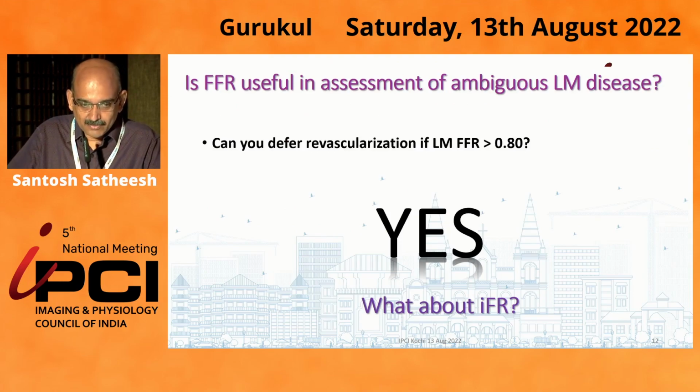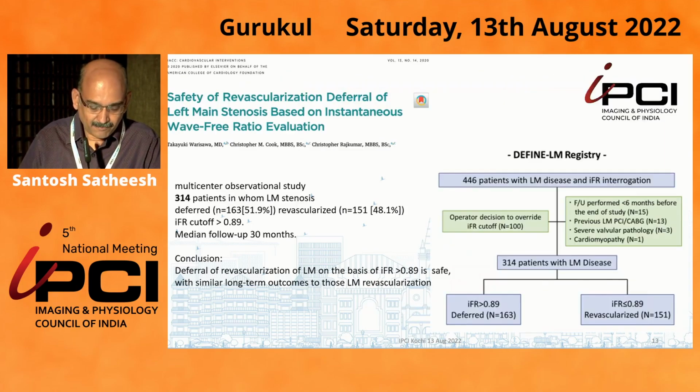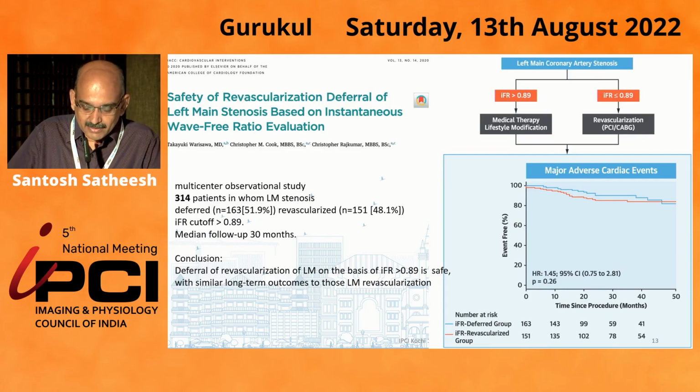We are hoping to have those results in the near future. So the answer is yes, but what about iFR? Is there any evidence for using iFR for evaluating left main? This was an observational study of 314 patients with left main stenosis. Based on an iFR cutoff of 0.89, 163 were deferred and 151 were revascularized. The major adverse cardiac events at 50 months did not differ between the groups. So we can safely consider that deferral with an iFR value of more than 0.89 is safe.